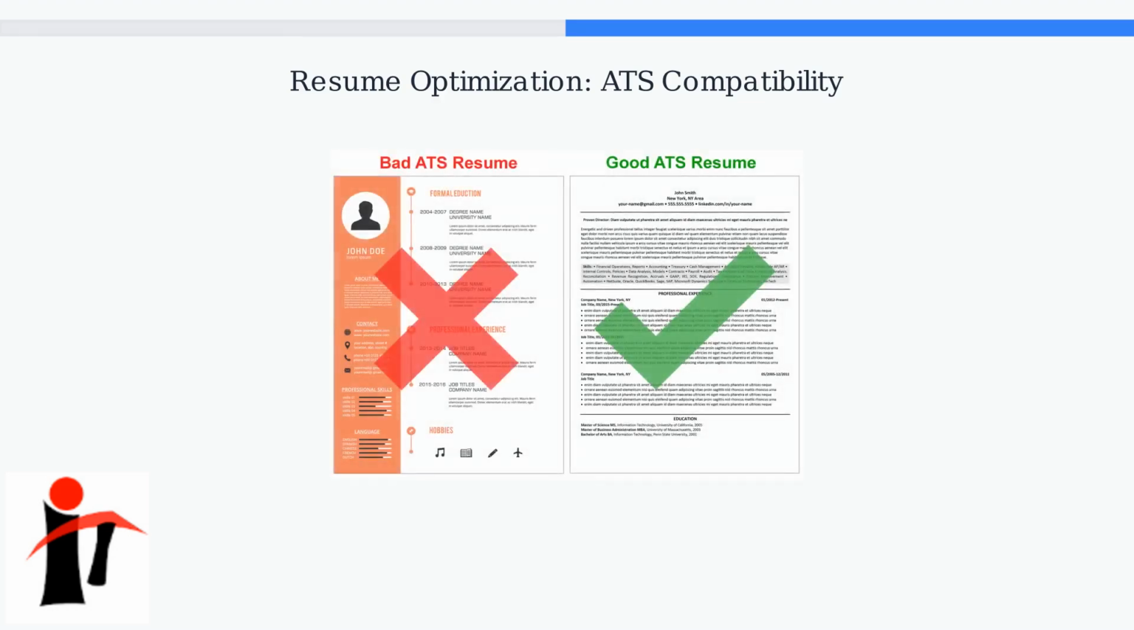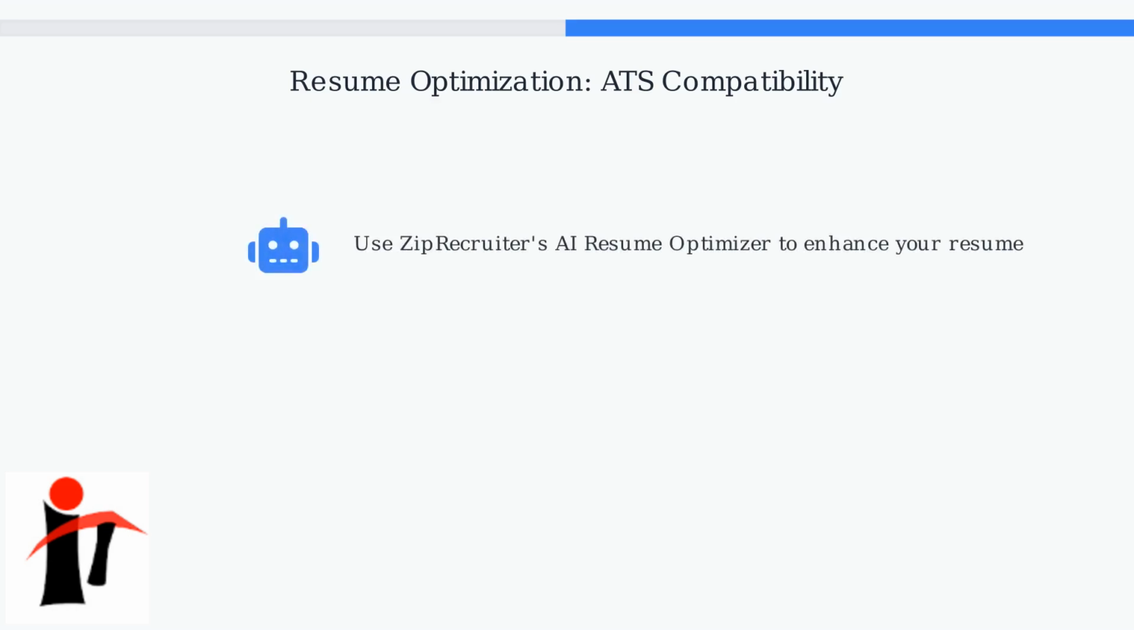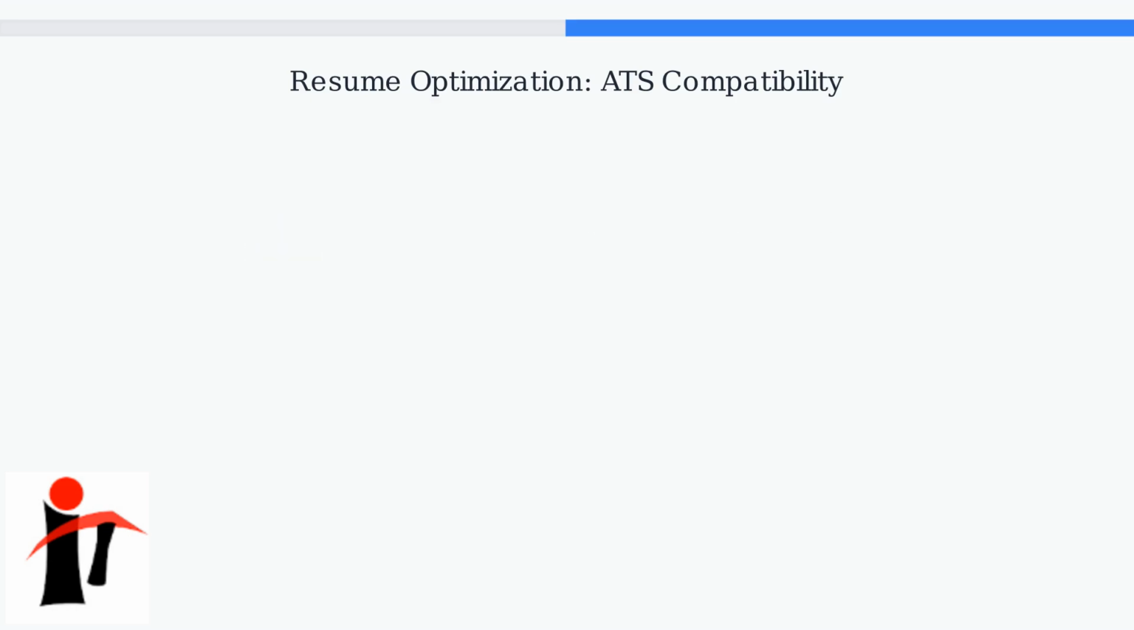Here's a visual comparison of a bad ATS resume versus a good one. The bad resume has complex formatting and graphics that ATS might struggle with, while the good resume uses simple text and clear structure. Finally, use ZipRecruiter's AI Resume Optimizer tool. It scans your resume and suggests improvements to make it more ATS-friendly and effective. Following these ATS optimization tips will help your resume get past automated screening and reach human recruiters.